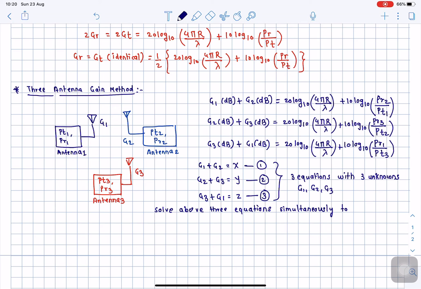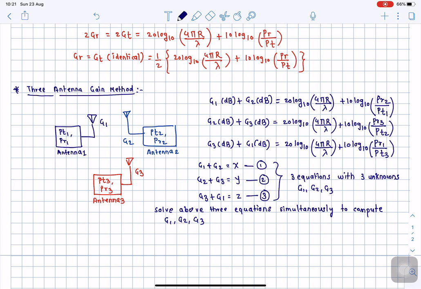To evaluate or to compute the gain of the first antenna, the gain of the second antenna and the gain of the third antenna. So this three antenna method is very helpful, and it facilitates us to calculate the gain of all the three different antennas using this particular measurement technique.